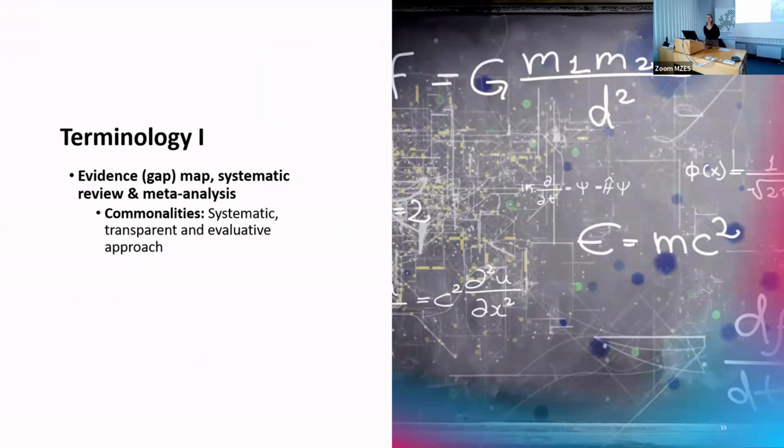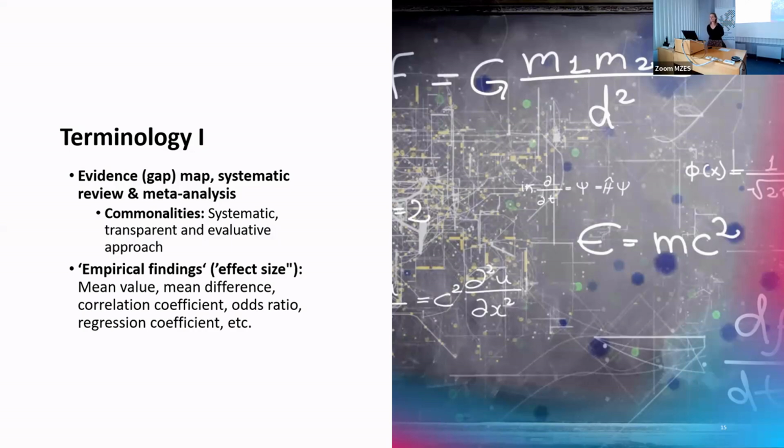So let's first start with evidence gap maps with the meta-analysis. They have some commonalities together. They are all systematic, transparent, and evaluative. And where they differ from the other methods I introduced before is because they are so transparent and they follow this process I showed before. And they all take effect size or empirical findings into account. So they could be mean values, mean differences, odds ratios, but also any other statistical or even non-statistical effect size or empirical finding measure.